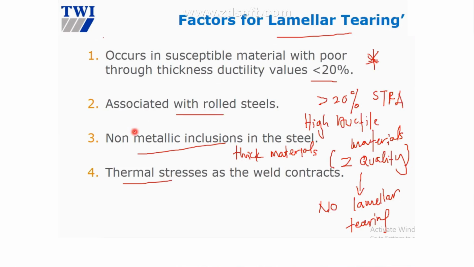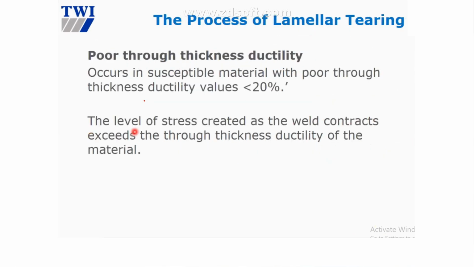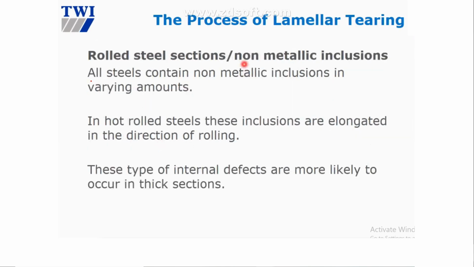All right, we move to next slide. Remember this value, less than 20% from STRA, short transverse reduction area. In a rolled section, steel contains non-metallic inclusion in varying amounts. In hot rolled steel, these inclusions are elongated in the direction of rolling. This type of internal defect is more likely to occur in thick material. Highlight this, so you understand, thick material is more susceptible to lamellar tearing.